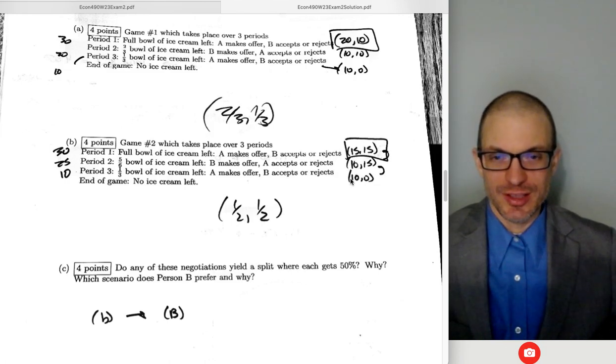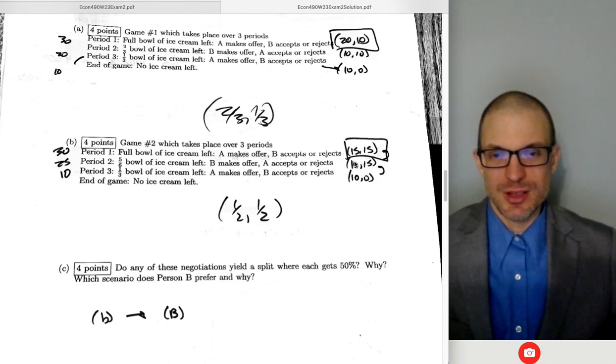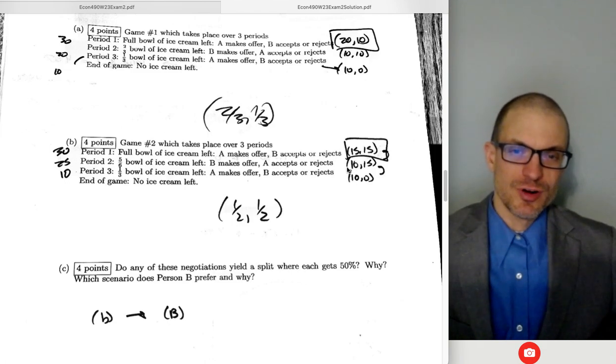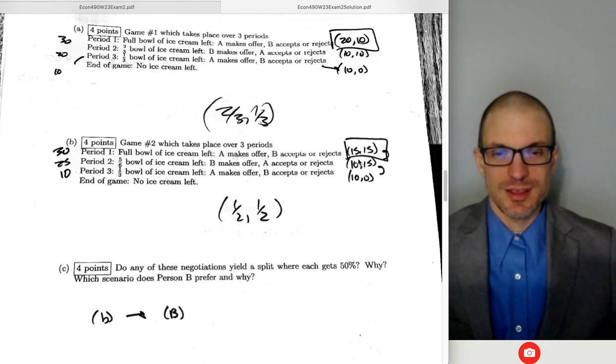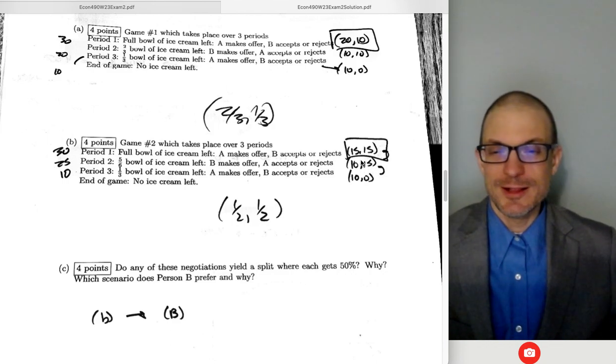There's the 10 that they're going to get in the second round. B is going to therefore be able to keep 15 out of the 25, because if they fail to come to an agreement here, and maybe A realizes that they're going to get 10 in the last round, right? So B has to offer A at least 10, and then they can propose keeping 15 for themselves.